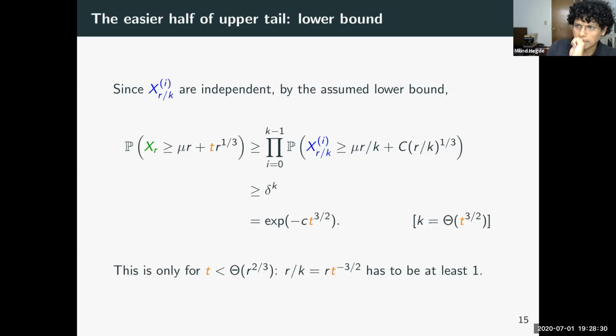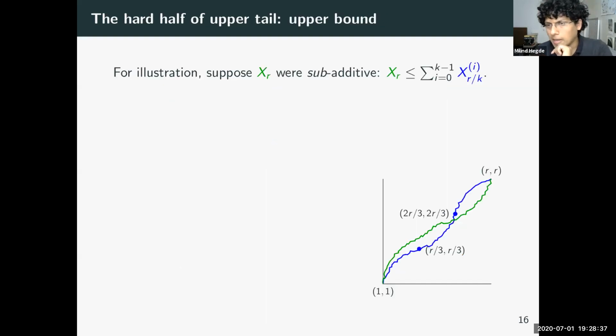Okay, so that was the easier half. The harder half is the upper bound on the upper tail. So this is really what we're calling bootstrapping, because remember we're starting with a stretched exponential assumption. So we have an e to the minus t to the alpha bound on having a large fluctuation of order t. And we want to upgrade that to be 3/2. That's the basic task at hand.